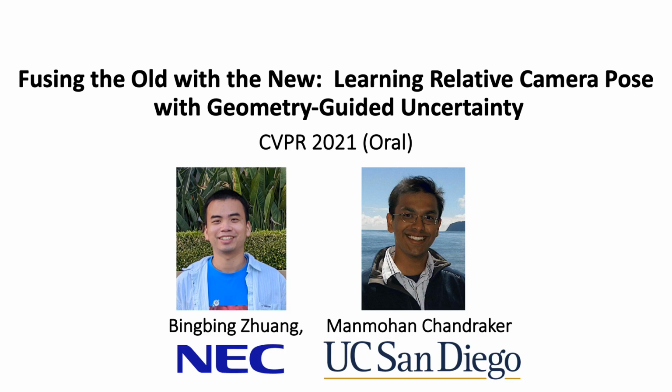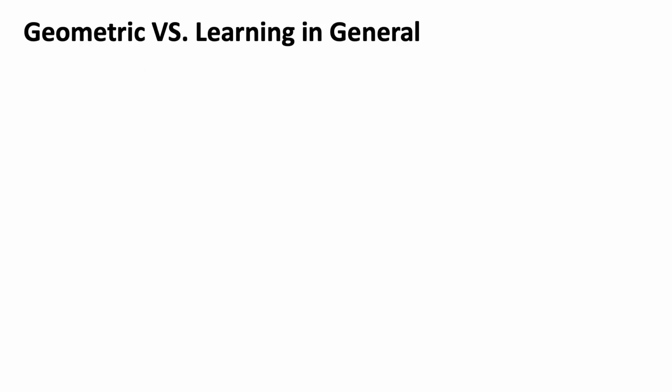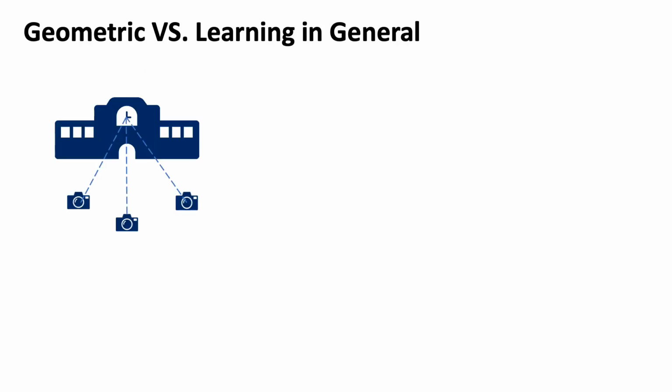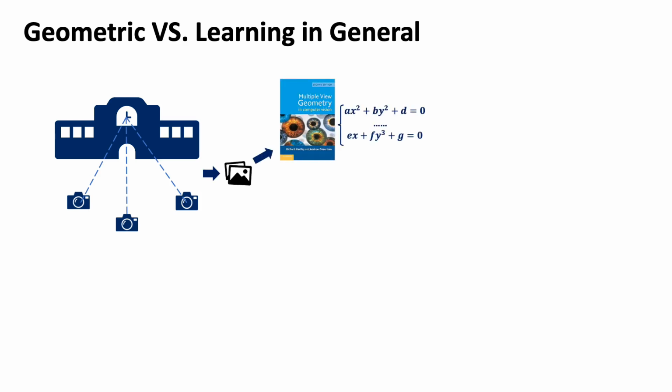This paper presents a new method to fuse the classical geometry and deep learning by learning geometry-guided uncertainty. Given a geometrical problem, one can apply classical geometrical method to obtain a solution, or one can train a specific network to obtain a prediction.